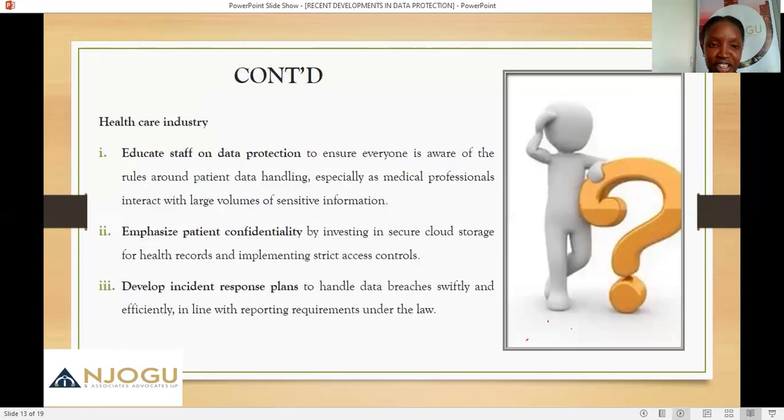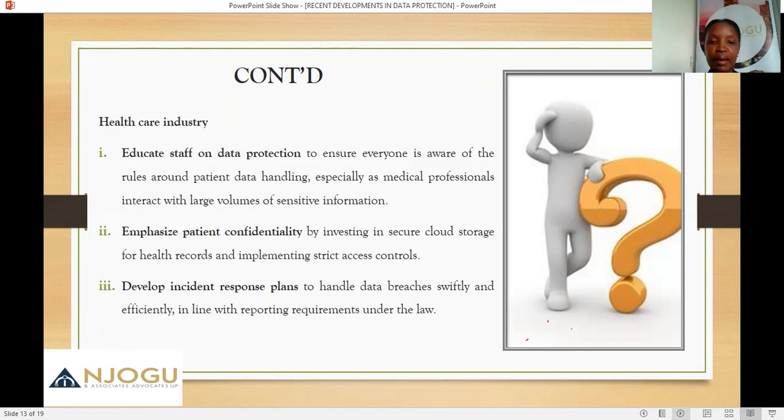Great. The healthcare industry. First, educate staff on data protection to ensure everyone is aware of the rules around patient data handling, especially medical professionals, given how they interact with large volumes of sensitive information. Like for the first case that we dealt with, for SML and AAR insurance, the complainant says, for my family, all our medical history is out. Who did this? How did they access our data? Was it legal for them to even process my data as a family? And where are they sending us messages, and how can we sort out a particular illness that we have? How are they aware about it?